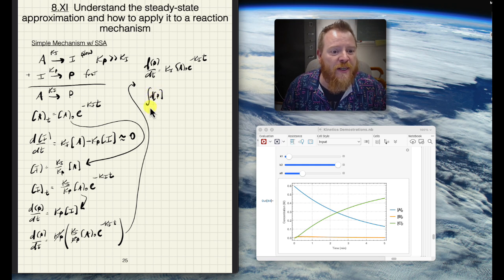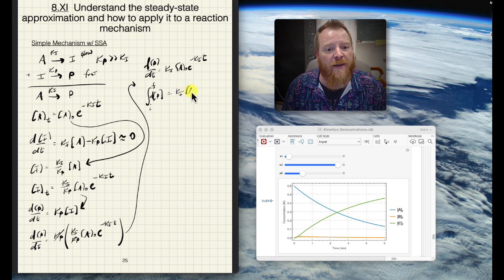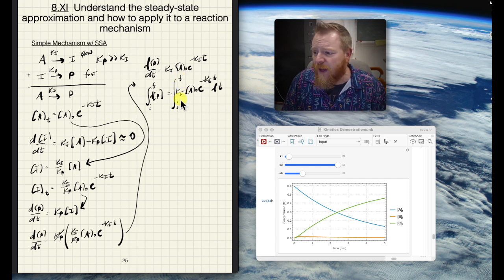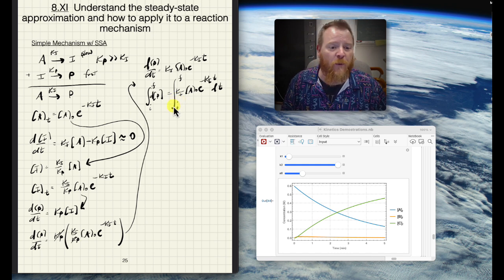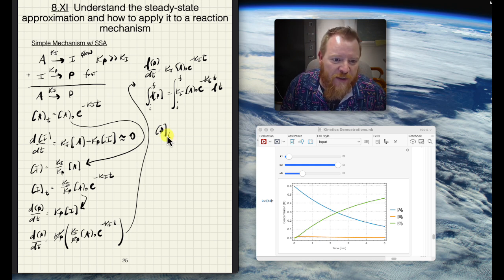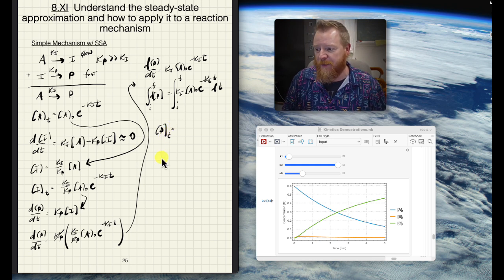So that's the integral of dP from some initial to some final, and that equals k_i times A_initial times e^(-k_i t) dt. And now I'm also going to integrate this from some initial to some final. So carrying along with that, initially the product is 0, so we don't have any. And in the final condition, that's just going to be P, and I'll put the subscript t, so we recognize that's P at any time t.